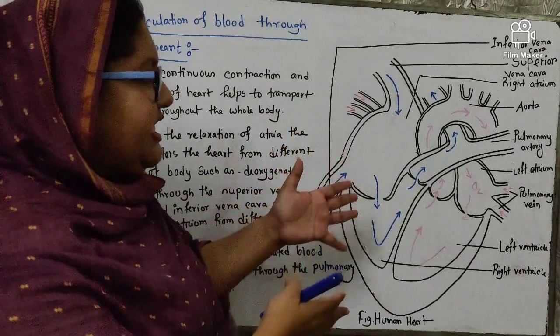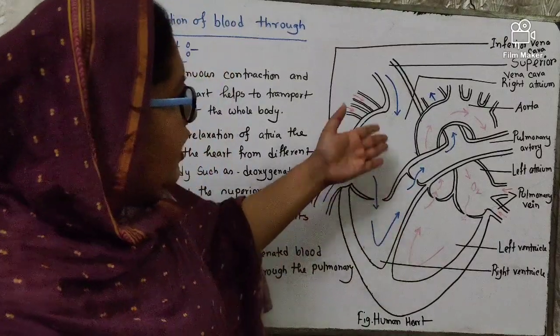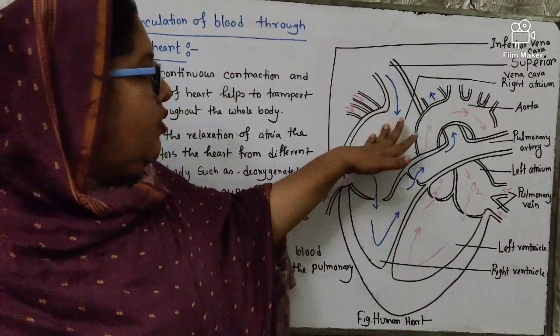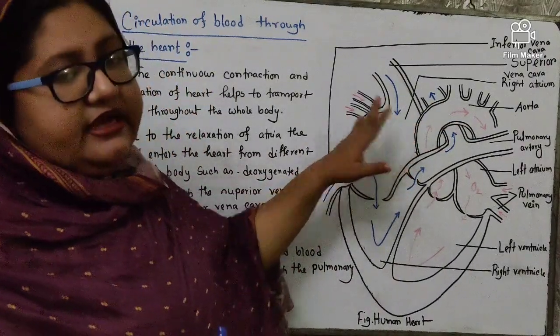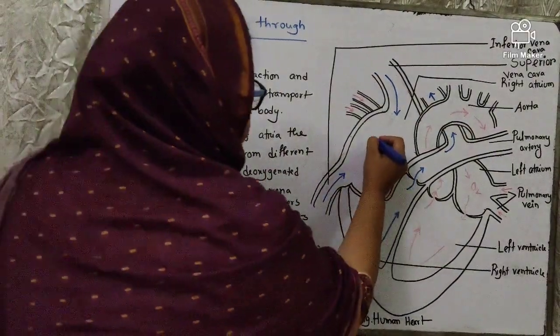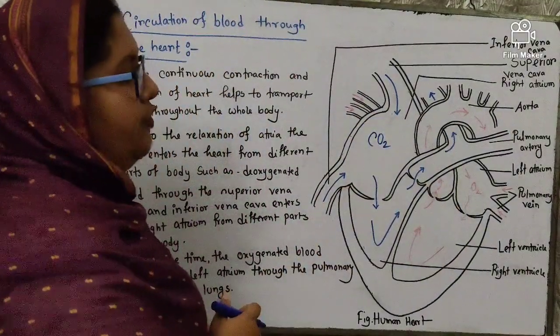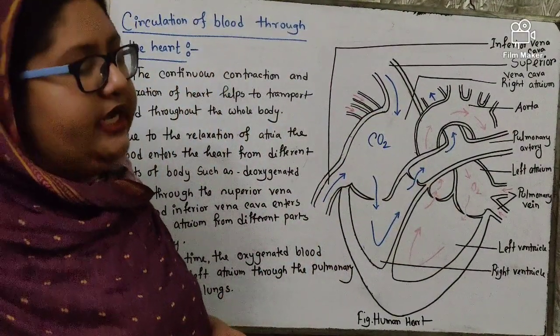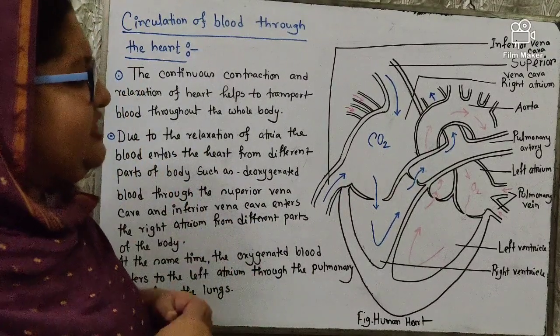You have to indicate. I have indicated here with the help of 2 colors. One is blue color, another one is red. The blue color indicates the carbon dioxide enriched blood, and the red colors indicate the flow of oxygen enriched blood, okay?